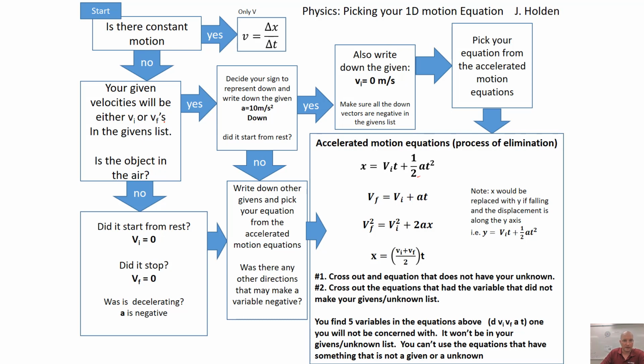You're going to have VIs or VFs. So you're not going to ever have Vs if you have acceleration going on. Even if they don't tell you what VI or VF is, you don't always need to use it, because there are different equations where you can get around that.